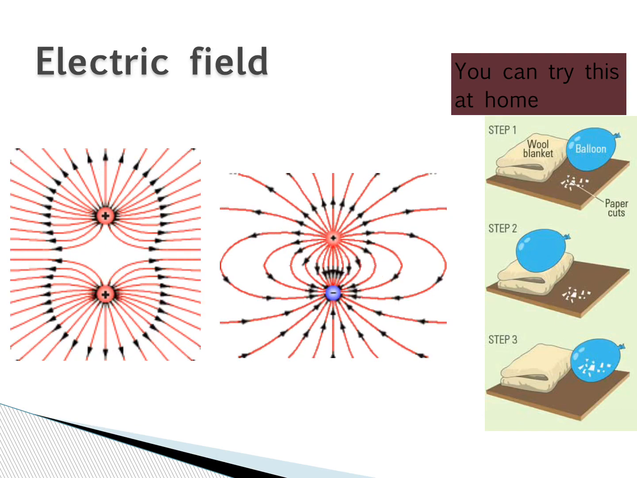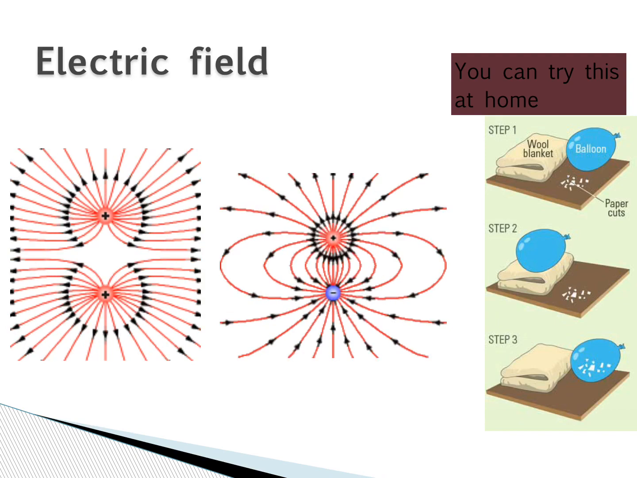So remember, the electric field of a positive charge attracts a nearby negative charge, and the electric field of a positive charge repels a nearby positive charge.